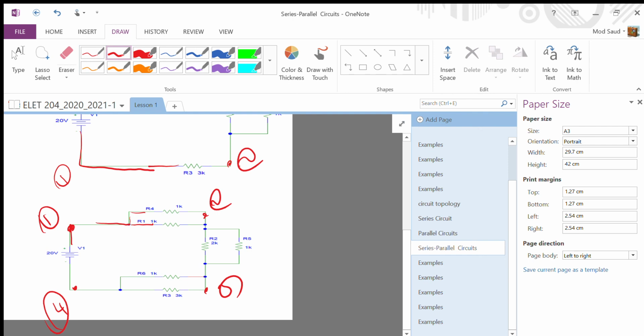To conclude, parallel circuit, only 2 nodes. Series circuit, each node connecting only 2 elements. Series parallel combination, more than two nodes, and some nodes connect more than two elements.